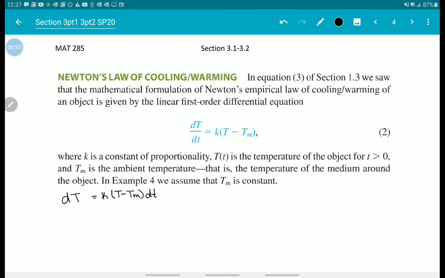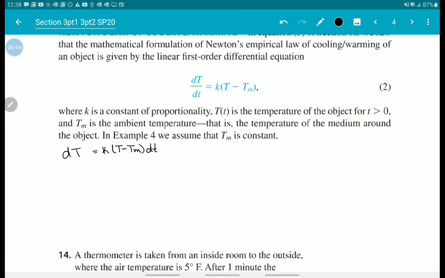So we're saying that the change in temperature of the item with respect to time is directly proportional to the difference between the temperature of the item and the temperature of the surrounding medium. We can solve that differential equation by separating the variables. We can multiply both sides by dt, and then divide by T minus Tm. Now keep in mind that Tm is actually a constant value.